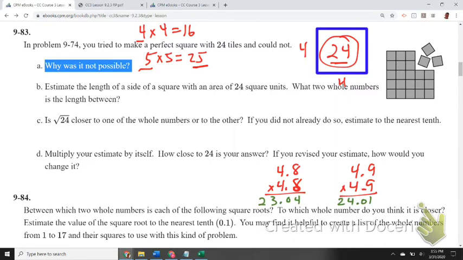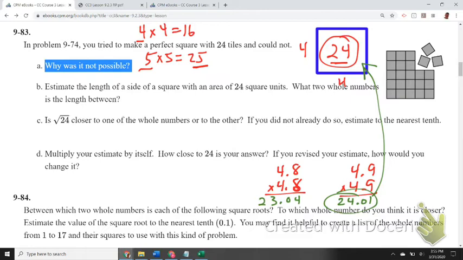Here's what my calculator gave me. 4.8 times itself is 23.04. 4.9 times itself is 24.01. So 24.01 is pretty darn close to 24. I think that is a very safe estimate of what the square root of 24 is going to be. So the square root of 24 is about 4.9.